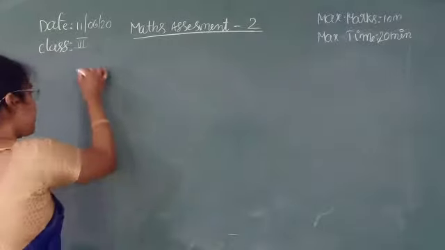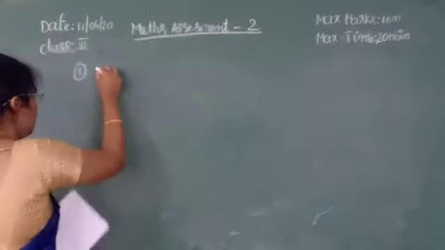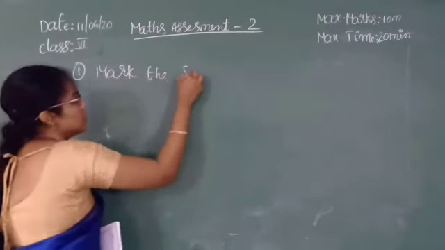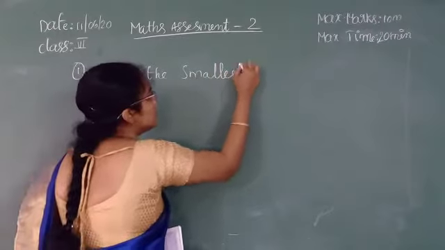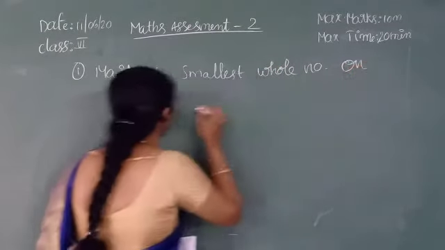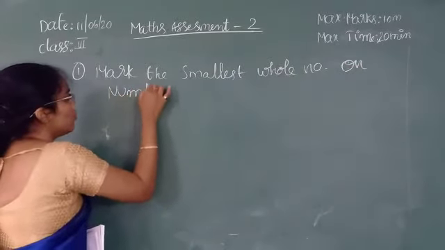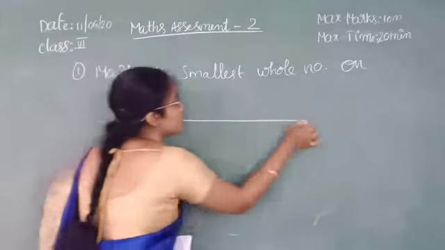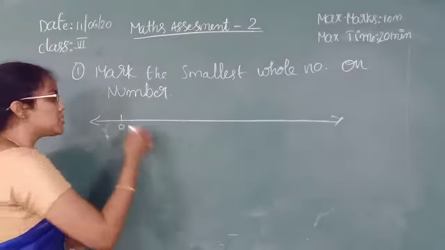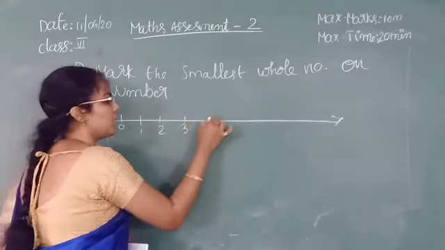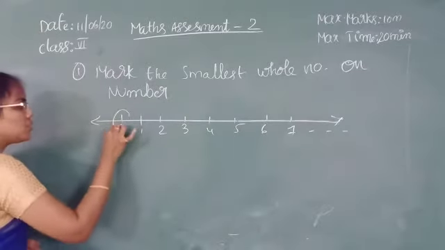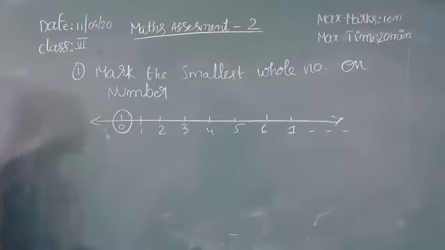In the first question, we have to mark the smallest whole number on the number line. So we have to take a number line where we start at whole numbers from 0 onwards: 0, 1, 2, 3, 4, 5, 6, 7, and so on it will go. Mark on the number line: 0 is the smallest whole number. We are marking it on the number line.